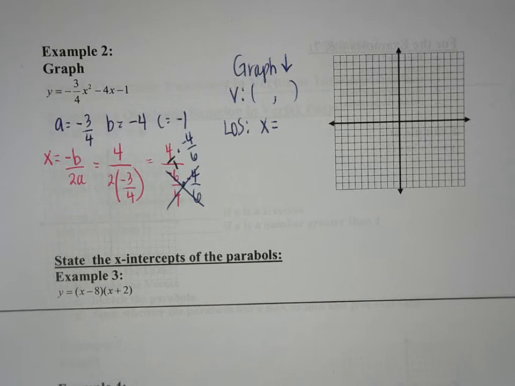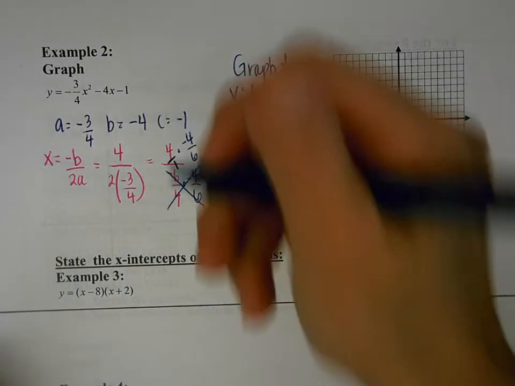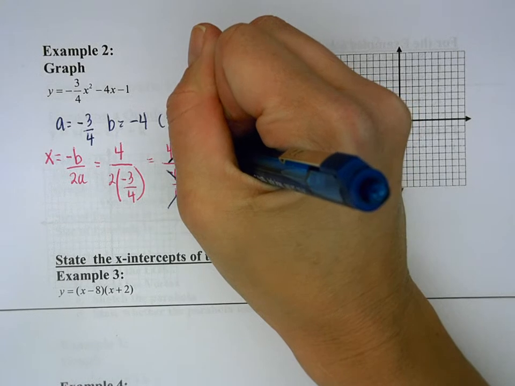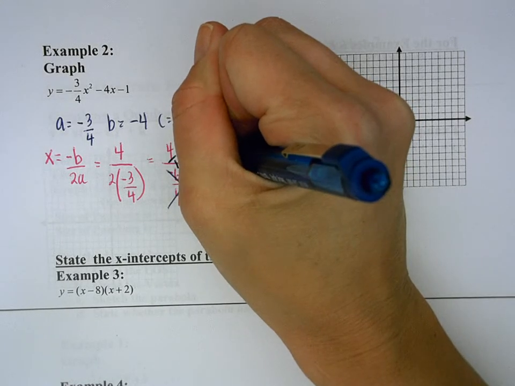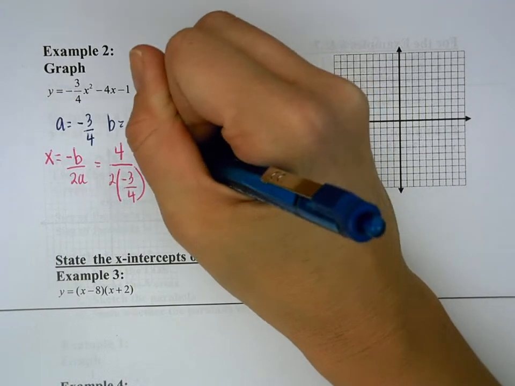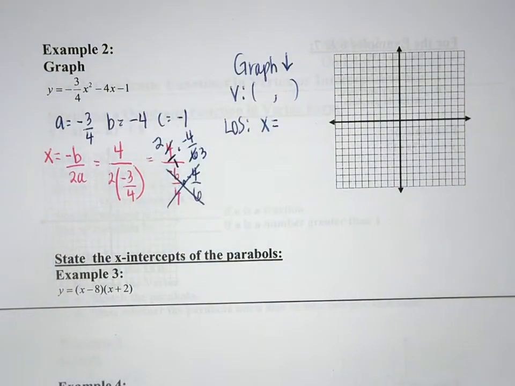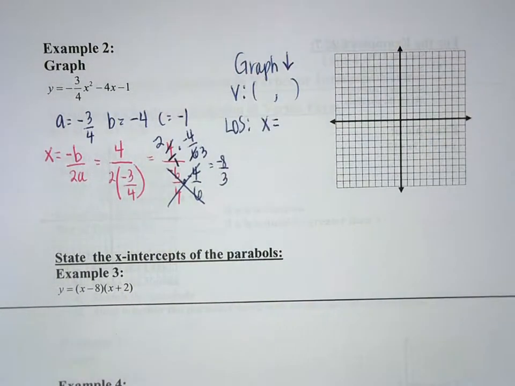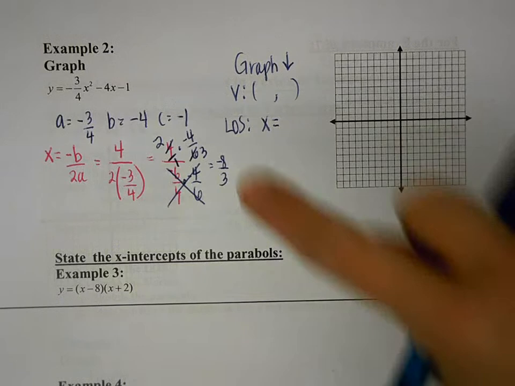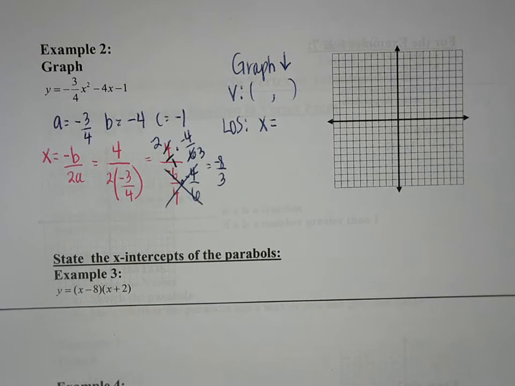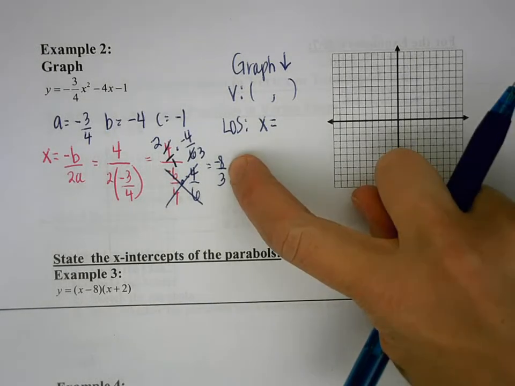What can I reduce? 6 and 4. So I can divide this by 2 and make that a 3. And we can divide this by 2 and make it a 2. So we end up with what? Negative 8 over 3. Now, if I said go find negative 8 over 3, that's kind of hard to find. So when you're doing your x value, the vertex, it's best to change this into a mixed number.